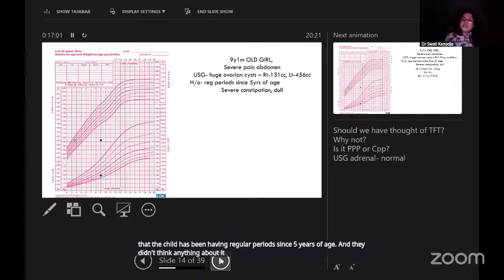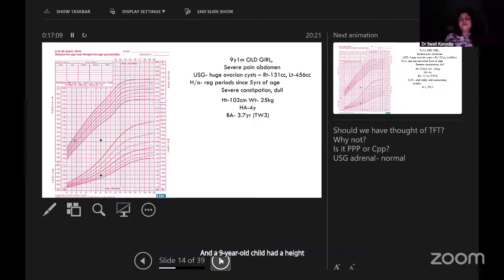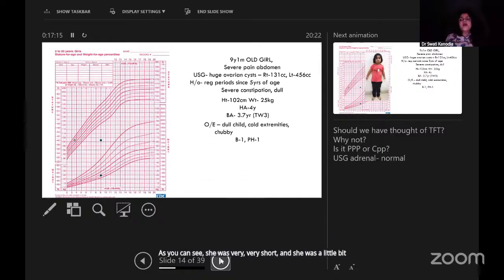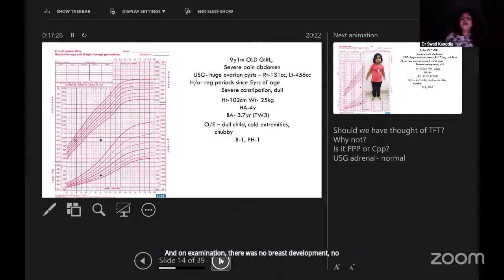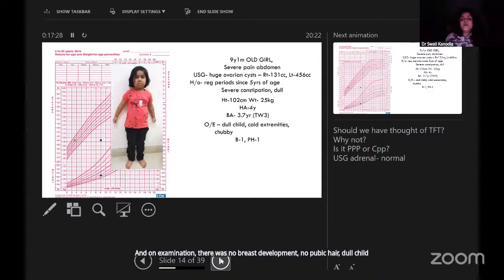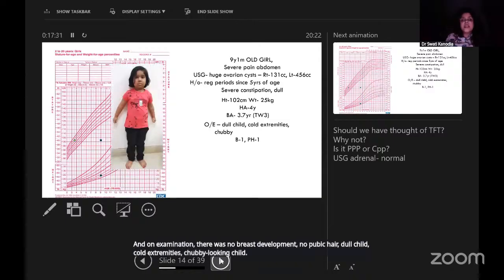And she was severely constipated, dull looking child, and a 9-year-old child had a height of 102 centimeters only. As you can see, she was very, very short and she was a little bit plump and bone age of only 3.5. So she was 6 years behind her actual age. And on examination, there was no breast development, no pubic hair, dull child, cold extremities, chubby looking child. She's a 9-year-old who looks like a 4-year-old.